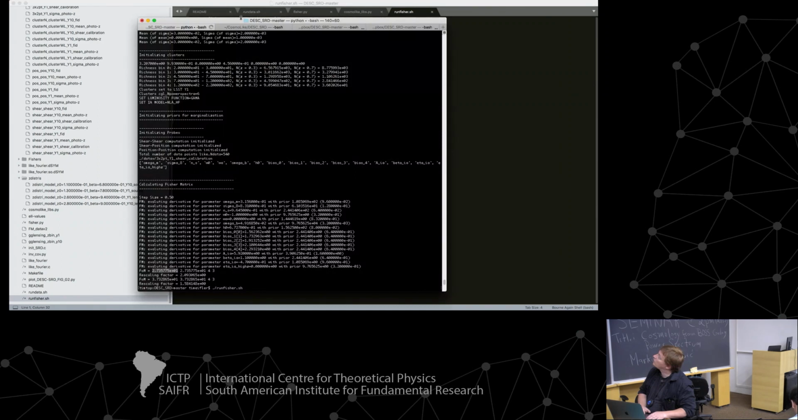This is too large for just 3x2 point. No, this is just 27. Sorry. Okay, 27. Yeah, that makes sense. So this is just 27 for weak lensing year 1, and this is if you include Planck information.